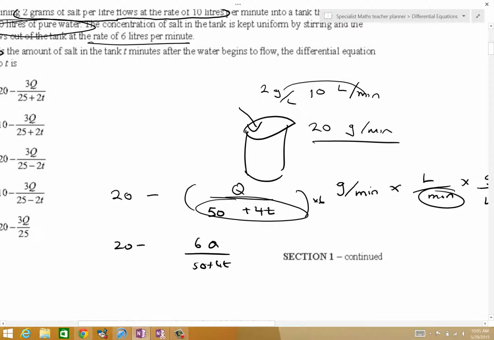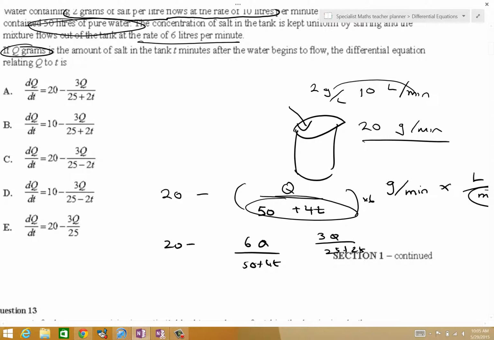And of course, I'm going to divide that by 2, which is going to give me 3Q over 25 plus 2t. If you got that, beautiful.